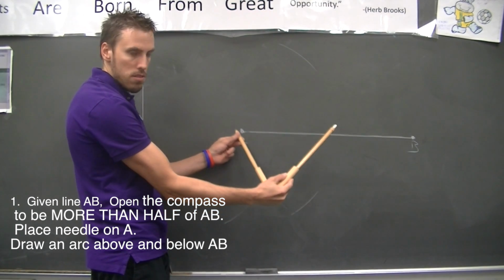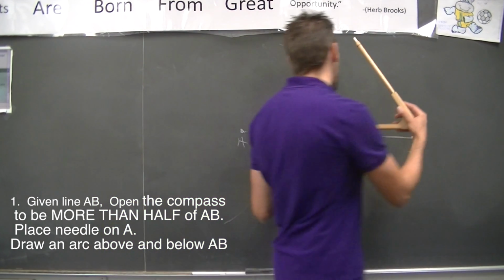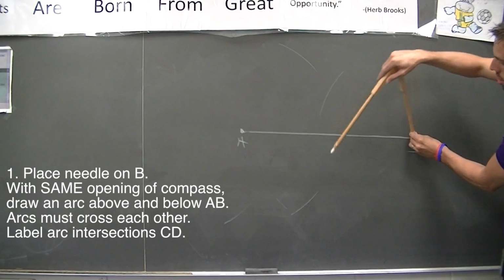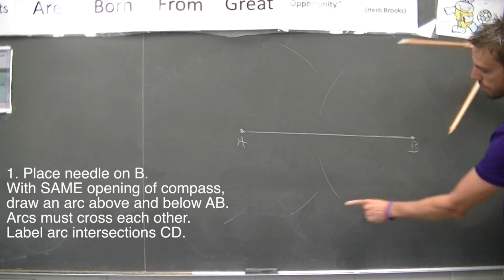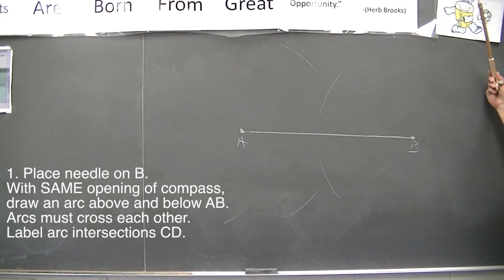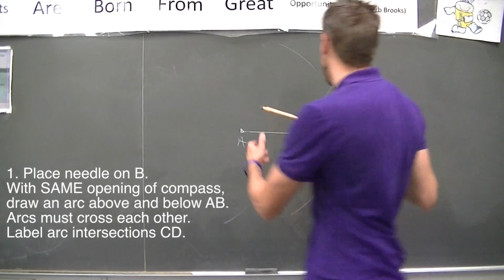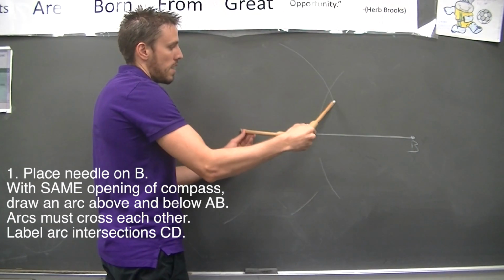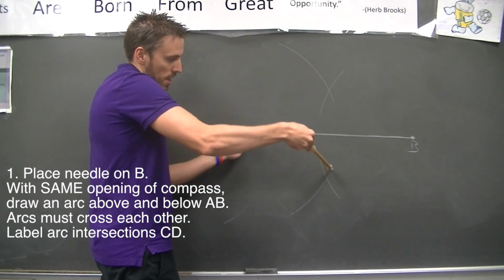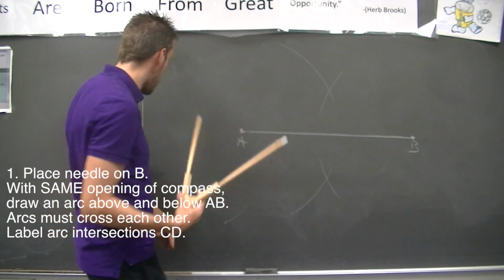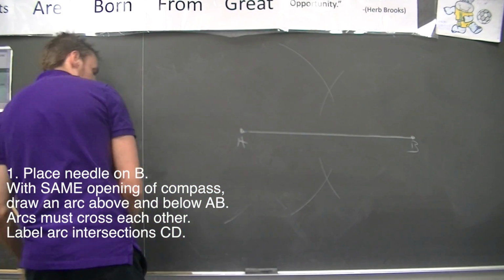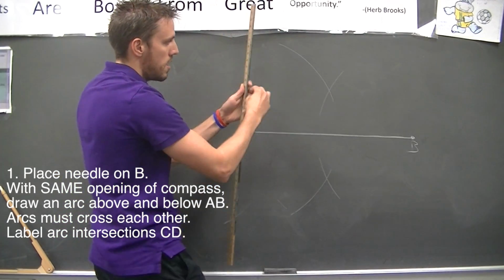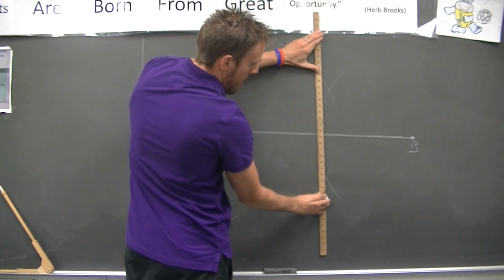Without changing the length of the compass, you're going to go over and put your needle at B and do the exact same thing, arc above and arc below. If your arcs do not intersect, you need to make sure that you extend your arcs until they intersect. So, extend, extend. So I have my two intersection points here.